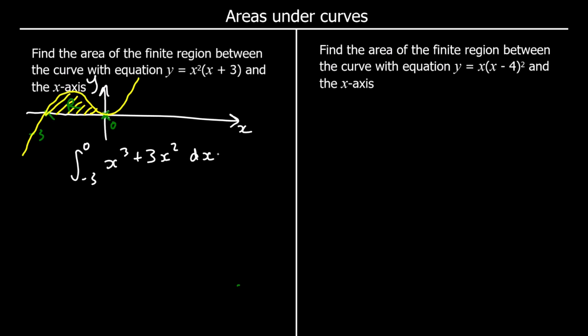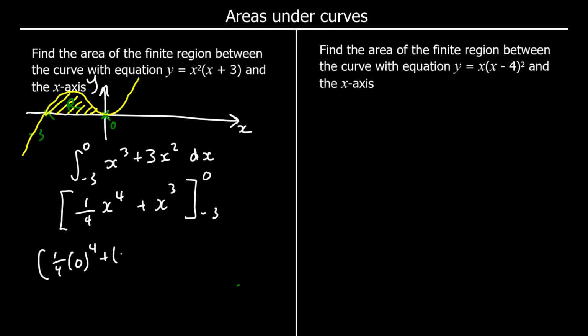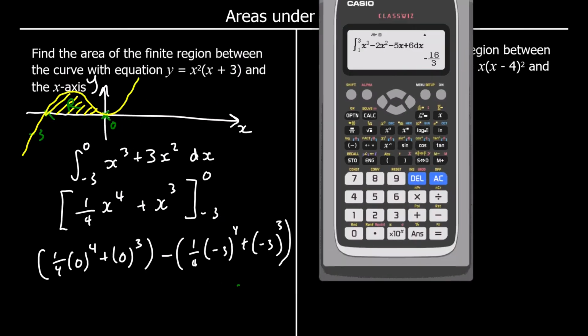So that's our calculation. Add 1 to the power, divide by the new power. So a quarter x to the power of 4, plus x cubed, between our two limits, 0 and negative 3. Let's substitute in 0, which is going to give us an answer of 0, and negative 3, and type it into the calculator.